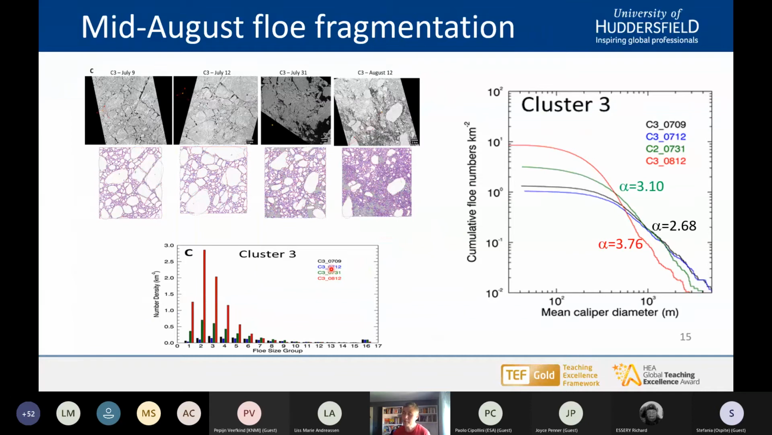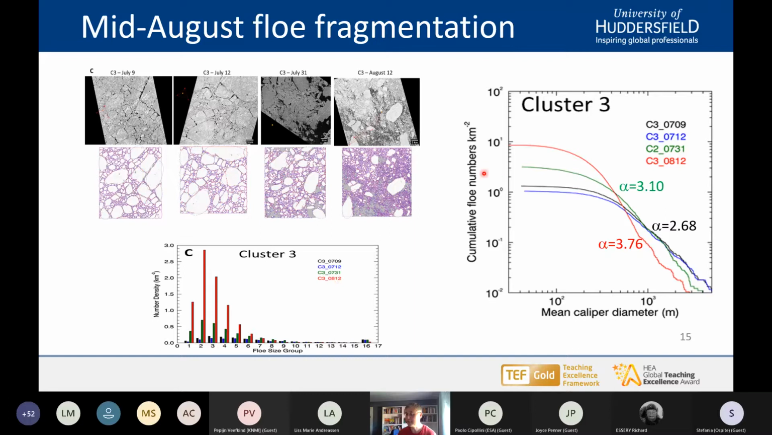And also, before I go there, this one also shows the more detailed view of how this mid-August flow fragmentation happened. So you can see from July to end of July the number of floes. You can see from the figures here. Also you can see from the number density how the smaller floes suddenly increase for the 12th of August.